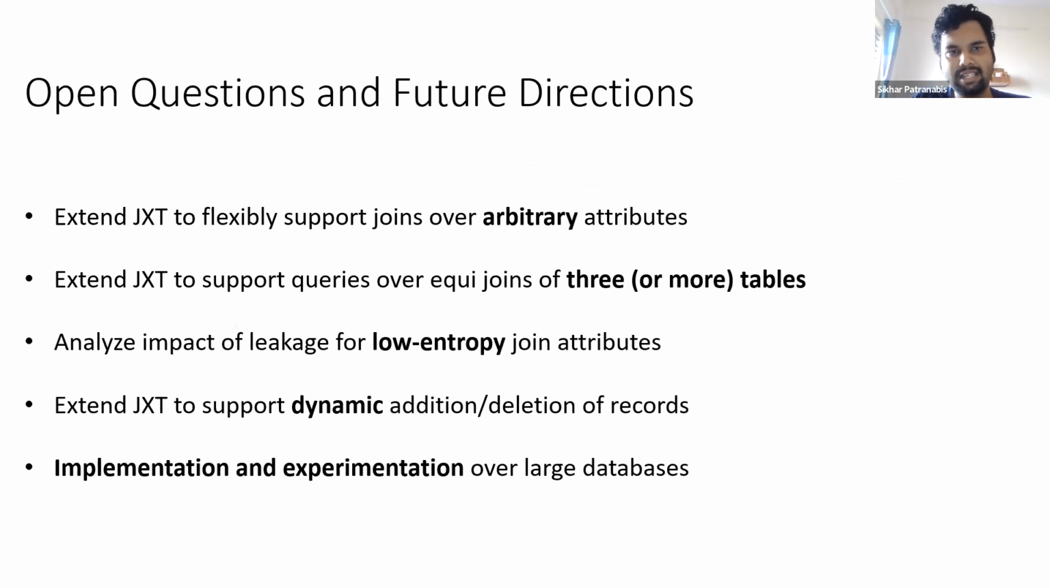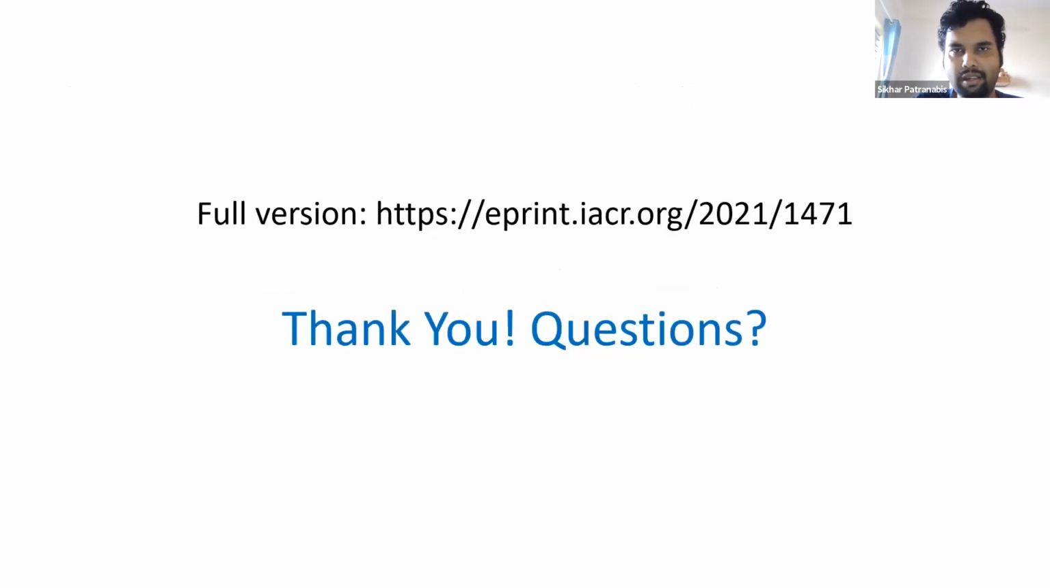So we leave it open to extend JXT to flexibly support join over arbitrary attributes. For now, we need a designated set of join attributes at setup. So it would be good to also remove that restriction. It is also an interesting future direction to support queries over equijoins of 3 or more tables, because the techniques I currently showed are for pairs of tables. And finally, we leave it open to extend and analyze JXT further for dynamic addition and deletion of records, and also to implement an experiment over very large databases. Thank you for your attention, and I'll be happy to answer any questions.